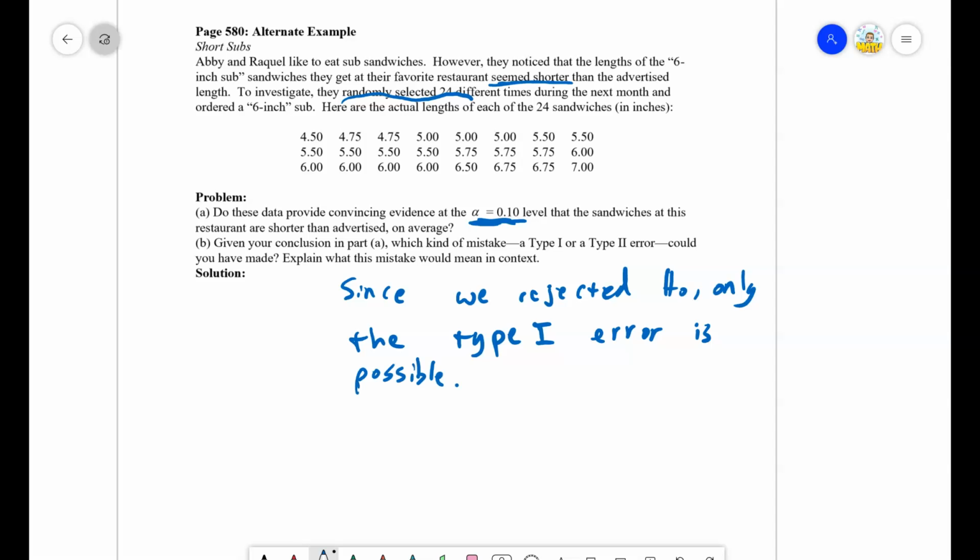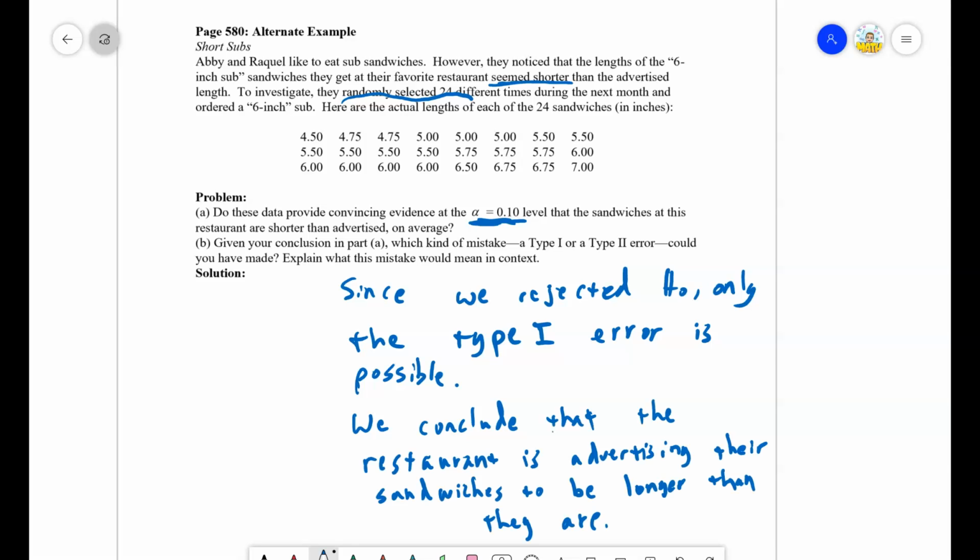So explaining what this would mean in context would be that we conclude that the restaurant is falsely advertising their sandwiches to be 6 inches long when they're really not. So the restaurant probably would not be happy with this conclusion, especially if it's wrong, if they're really sincerely making 6 inch sandwiches and we concluded that they're not, it's a wrong decision. So remember, if you want to compare that to the justice system, a type 1 error is like putting an innocent person in prison or finding that they're guilty when they're innocent. And the type 2 would be finding that a guilty person is innocent incorrectly, right? Those are your errors. The other options would be that we made a correct decision.